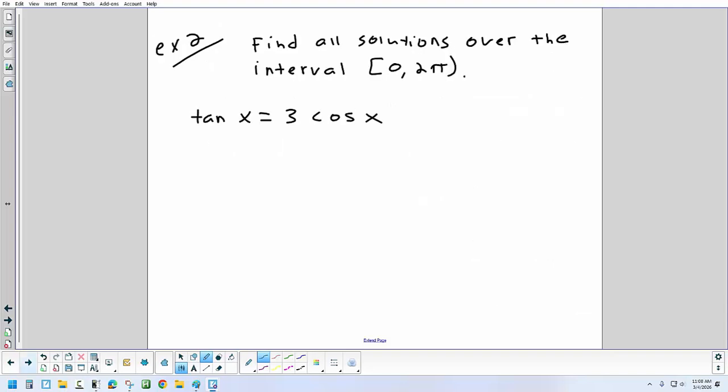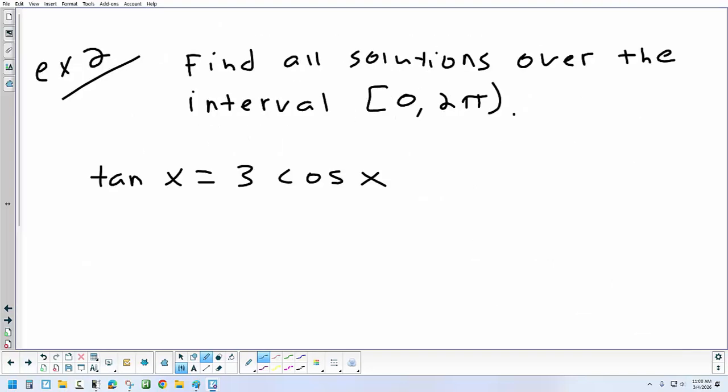Right, let's try this one. It says find all solutions from 0 to 2 pi. Now, does that look like a quadratic? No, not right yet, but it will. It's going to be exactly the same as the first two, except it's not going to be factored. Does anybody have a guess what I can do first here? And it is a technique we've used before when we work with identities.